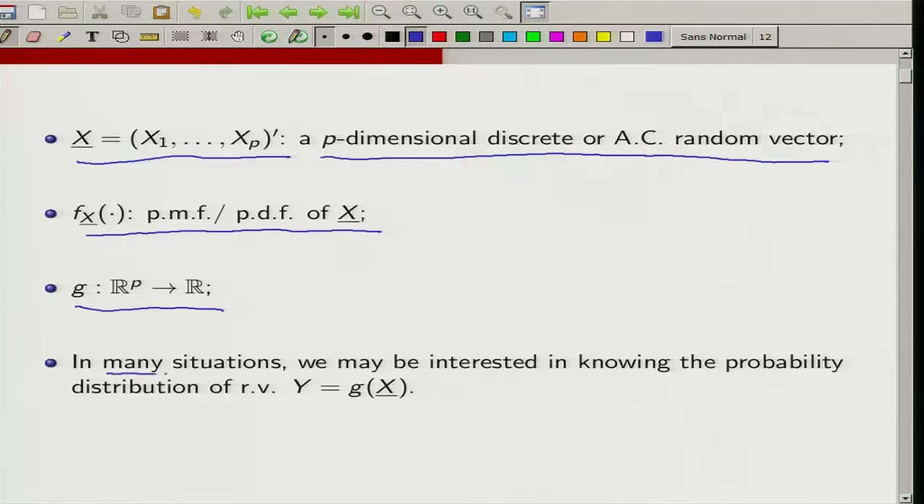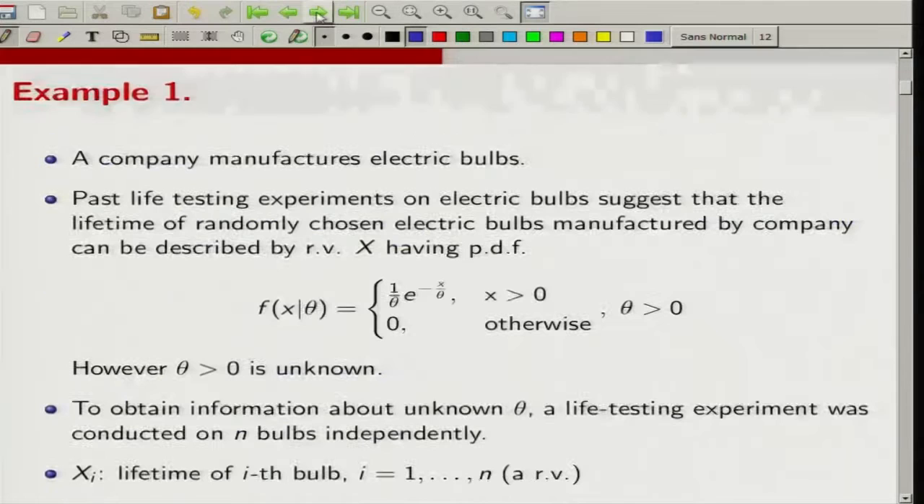Now, in many situations, we may be interested in knowing the probability distribution of random variable Y, which is g of X. So what we are going to discuss in this module is how to find the PDF or PMF or distribution function of Y = g(X).